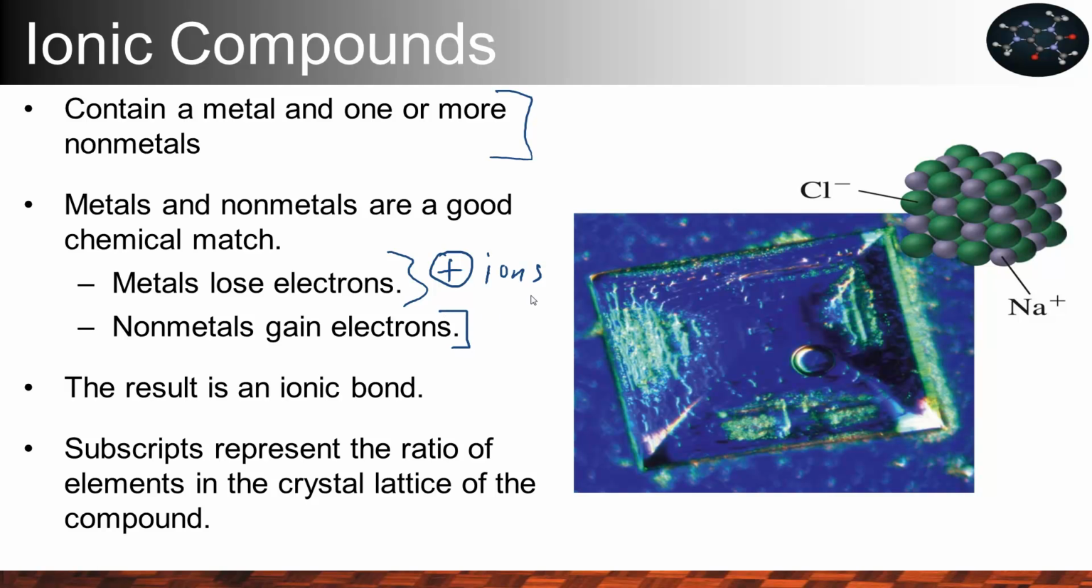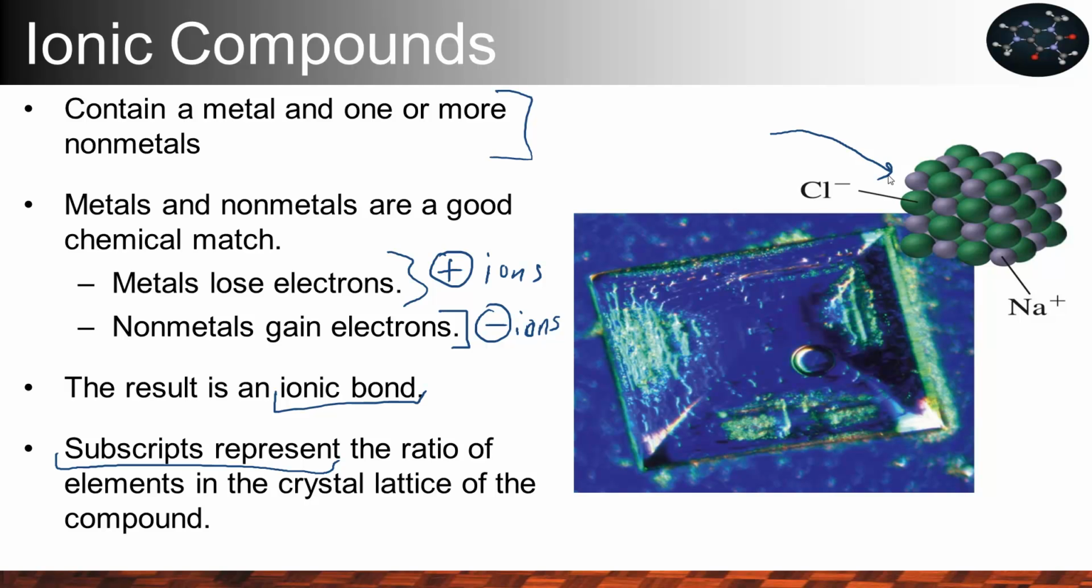If they gain an electron or 2, then they're going to be like a noble gas and have a full outermost valence shell. And if they're gaining electrons, they're going to end up more negative than they started, so they tend to be negative ions. Positive and negatives, ionic bond. Okay? The subscripts in the compound, again, just represent the ratio of these elements in a crystal lattice.